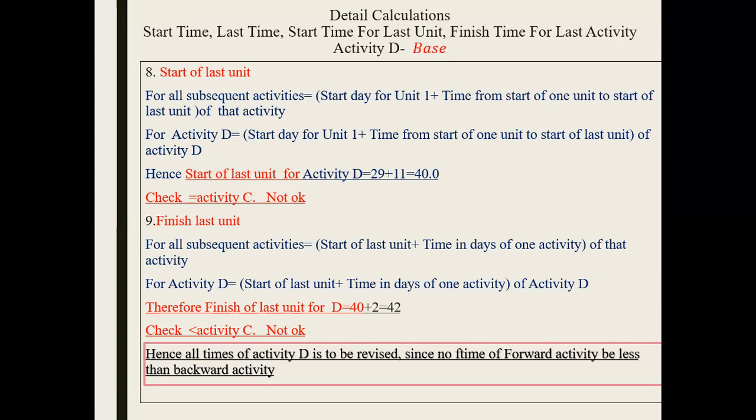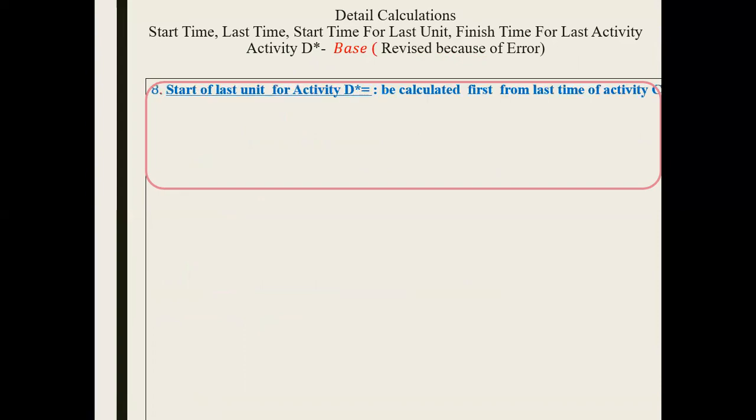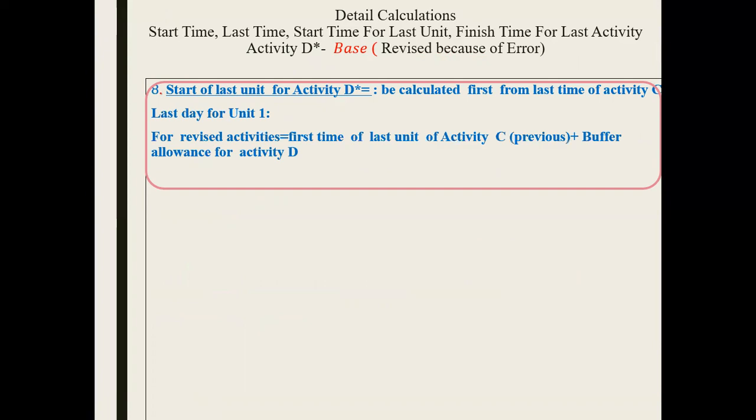So how we do it is, the formula is sometimes something different. The starting data is different. So let's see. We are taking this as activity D asterisk because it is being revised. The error has been pointed out. Now we start with first calculating last unit for activity D. For a revised activity, first time of last unit of activity C plus buffer allowance for activity D. So it becomes 49. Obviously, now it becomes more.